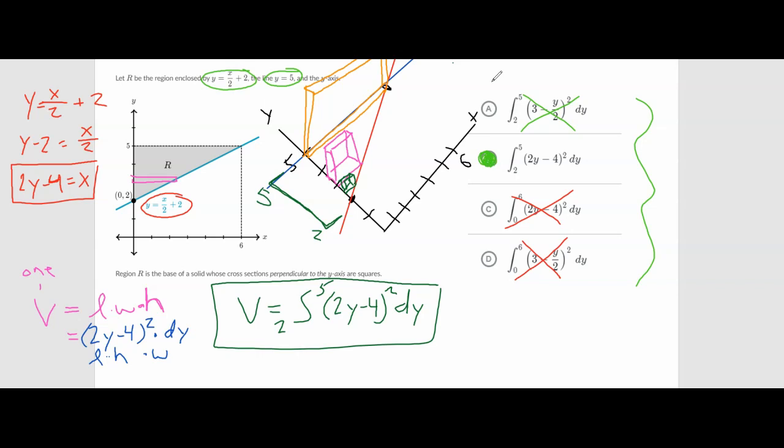Okay, we're going to pause the video there. You've seen an example of both types of problems that could come from this lesson. We're doing rectangles and squares for our cross sections, and we can either have them perpendicular to the x-axis or perpendicular to the y-axis. As always, enjoy the rest of your day, and we will look forward to seeing you next time.